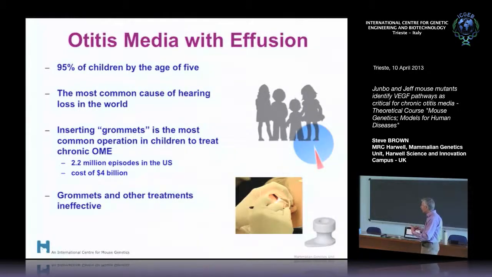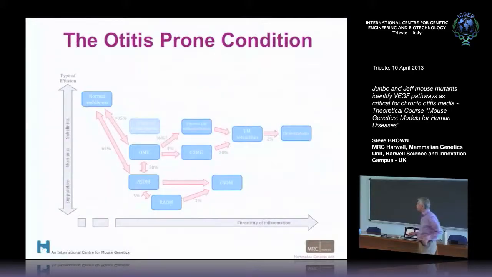And secondly, through that, can we develop a better alternative therapy to otitis media? If we look at otitis media, just to summarize, we can see what we call an otitis-prone condition. That is that we have different types of effusion that go all the way from a suppurative effusion, which obviously is involved with an infection, to mucus and subclinical effusions. And then, dependent upon the chronicity of inflammation, we really have two major types of otitis media.